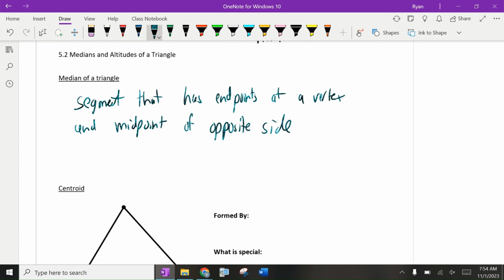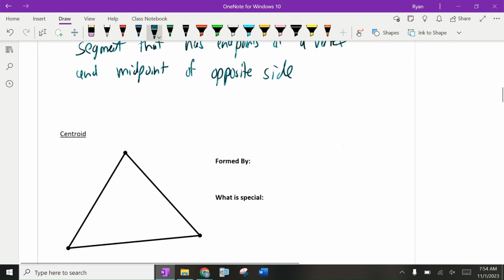That is a median. So it's not an angle bisector. It's not bisecting the angle. It's not a perpendicular bisector. It's not going through the midpoint of a segment and perpendicular to it. It's going through midpoint and the opposite vertex. That is a median.